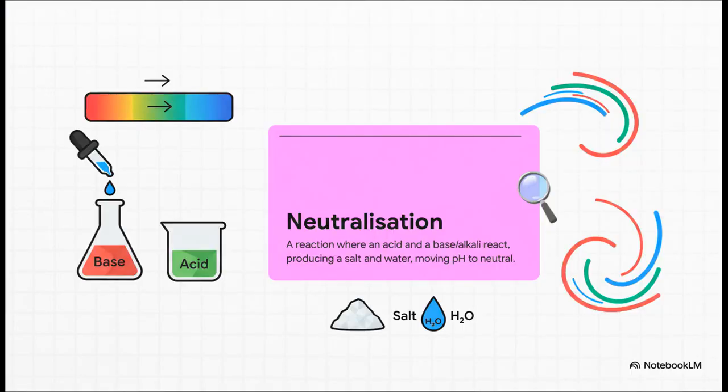So what is neutralization really? Well, it's pretty much what it sounds like. It's when an acid reacts with a substance we call a base or an alkali. The base basically cancels out the acid, which brings the pH closer to 7, that's neutral. And in the process, you get your two main products, a salt and good old water.